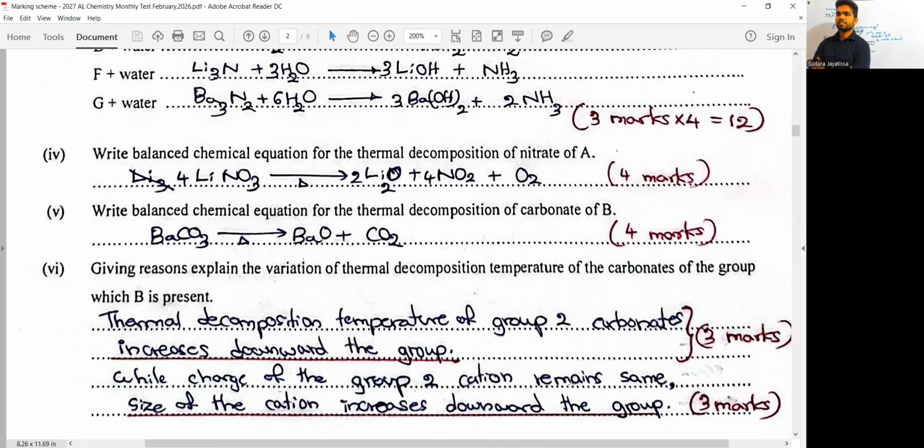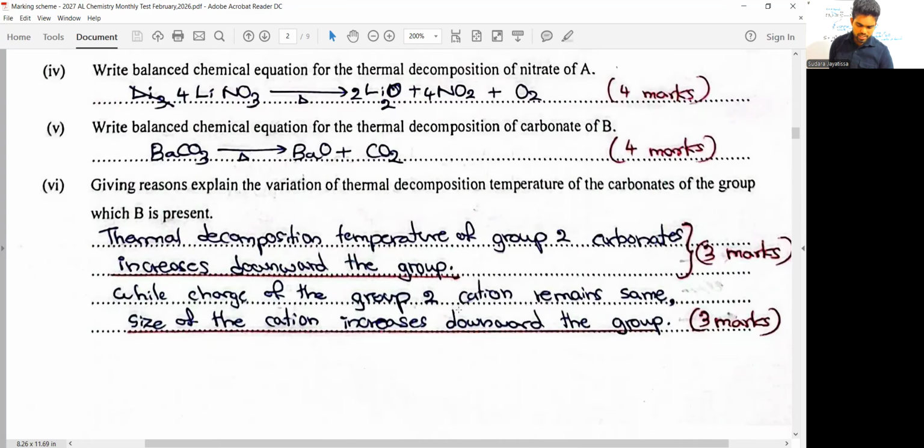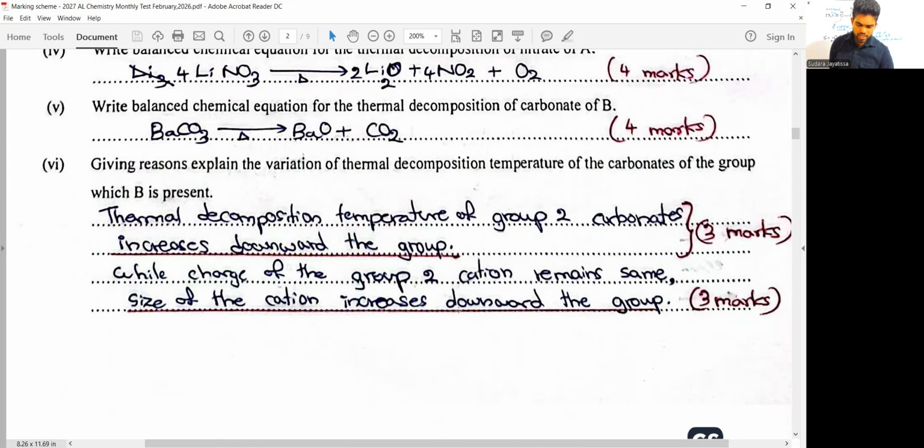No need to write the physical states for inorganic. And yeah, this arrow is also not necessary. I mean, the triangle is also not necessary. We are putting it to indicate thermal decomposition. And there's one theory question asked later. Giving reasons, explain the variation of thermal decomposition temperatures of carbonates of group 2. Be present means group 2.